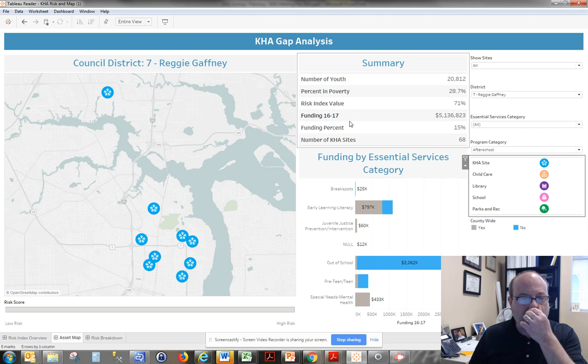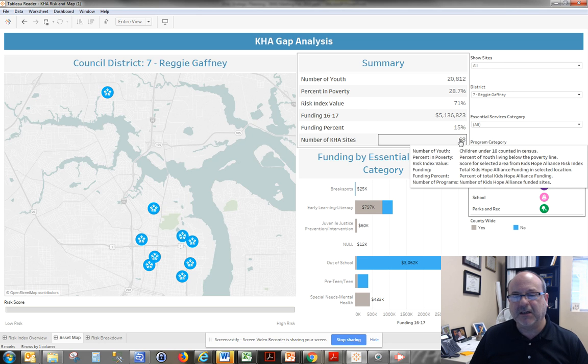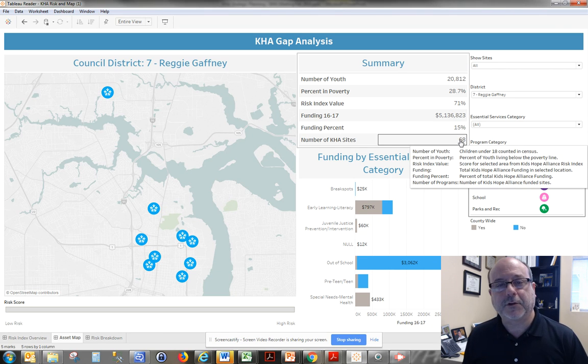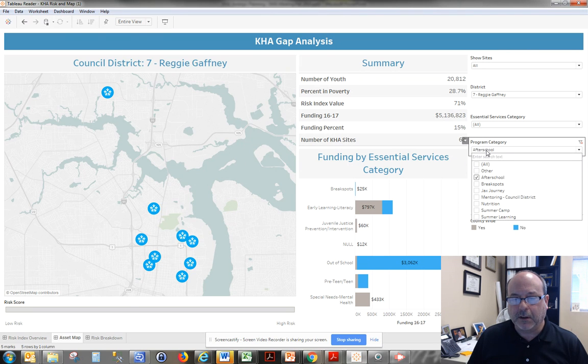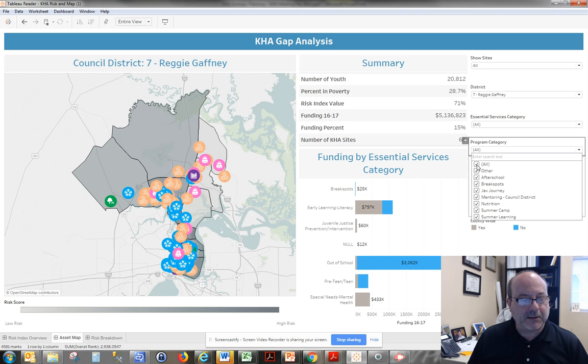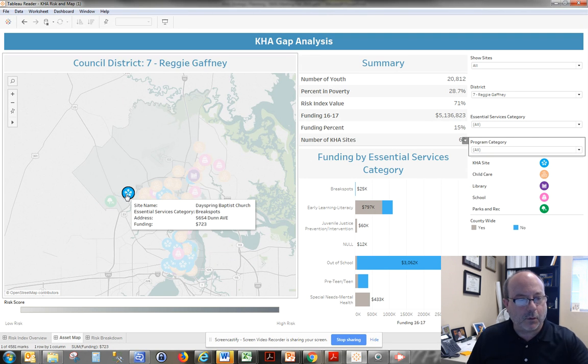And here we have some old funding data from 16-17 for display purposes. Funding percent versus the rest of the county. Number of KHA sites, 68. We don't have that many after-school programs, but that's including nutrition sites and so forth. So we can show all our sites as such. We can hover over them. And later on, we're going to see even more data here as kind of a snapshot for each program year to date.